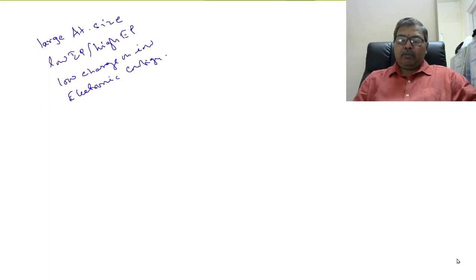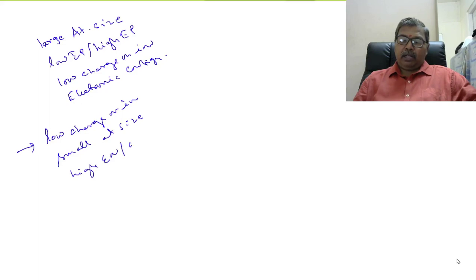Similarly, for formation of anions: small atomic size, low charge on ion, high electronegativity or electron affinity. This is for anion and these are for cation.